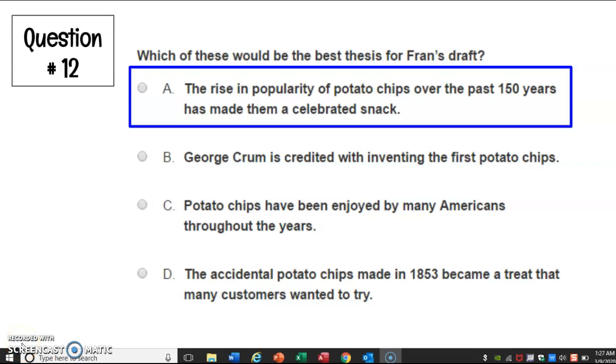Alright, this is part 2 of the explanation of the answers to the TestNav writing SOL multiple choice practice.